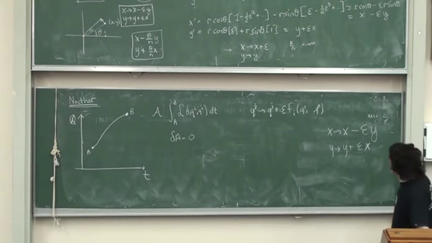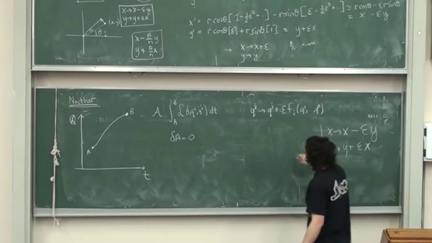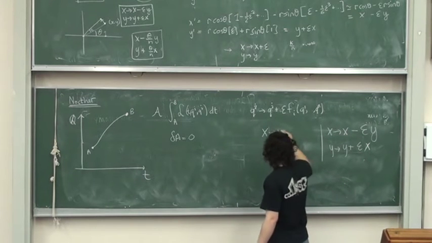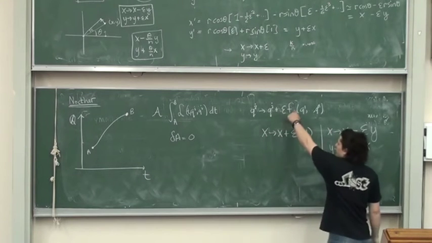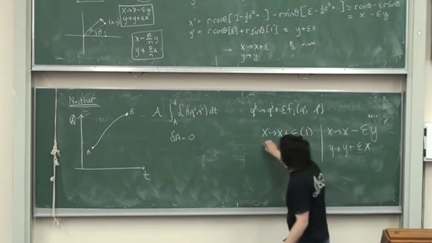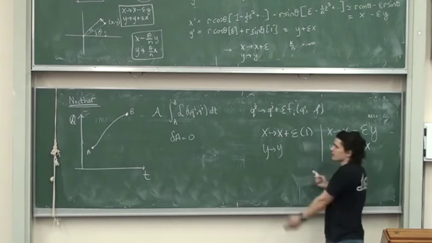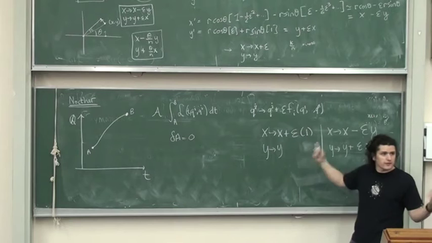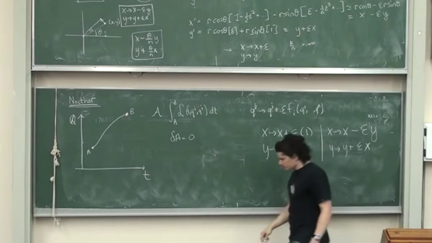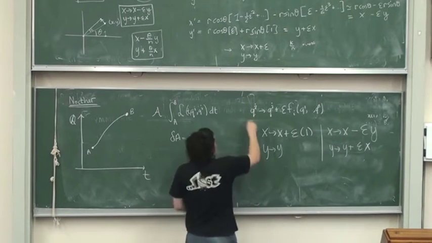And for the translation in the x-axis, where x goes to x plus epsilon times 1, the f1 in this case was 1, and y goes to y plus epsilon times 0. So f2 would be 0 in this case.